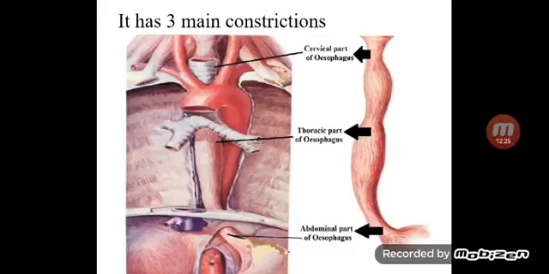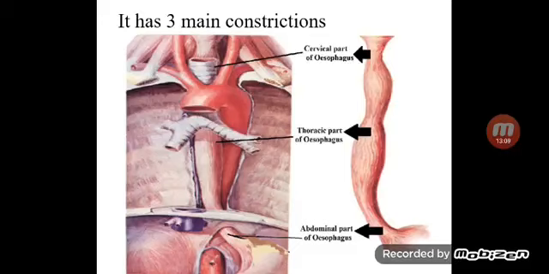The second one is at the site where the aortic arch and left bronchus cross the esophagus. So this is the second one, where the aortic arch and left bronchus cross, from the upper incisor teeth. The third one is the site where the esophagus passes through the diaphragm into the stomach.